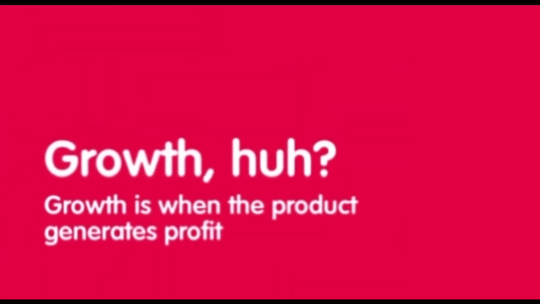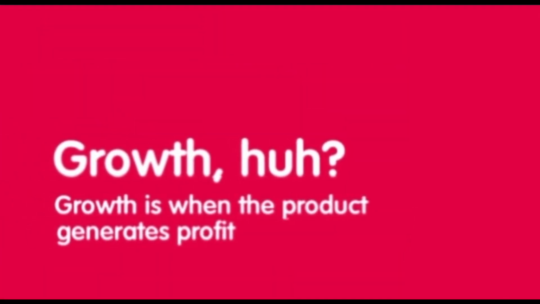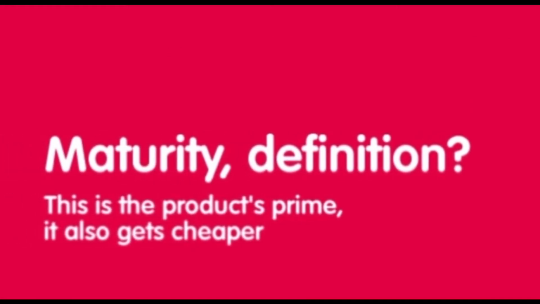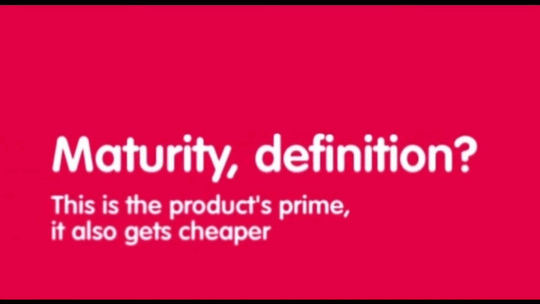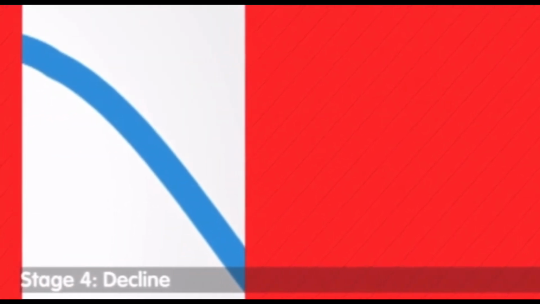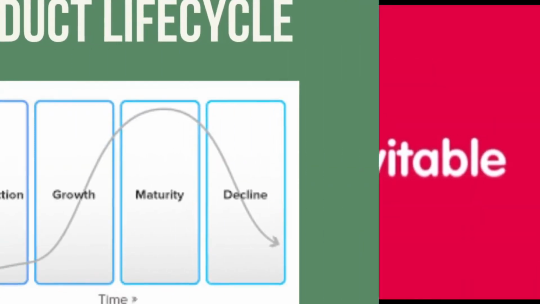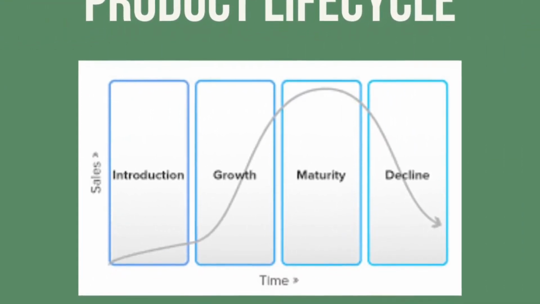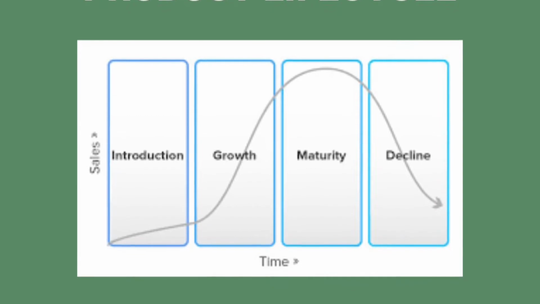Stage 2 we've got is the growth stage, where sales are increasing and this generates a whole lot of profit. Then you have got the maturity stage, and this is the point where sales are at their peak. No more products are going to be bought at that point, and it also gets cheaper. Then you've got the ending point where sales start to drop down, and this is called the decline. The product's sales begin to decline and no interest is there any longer.